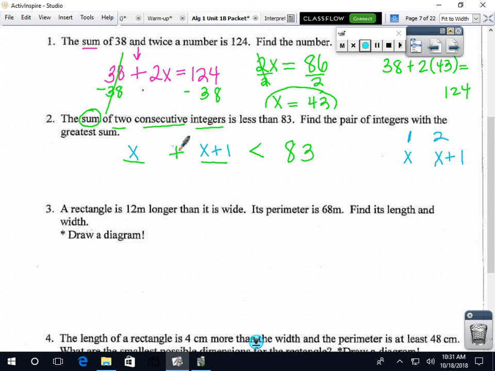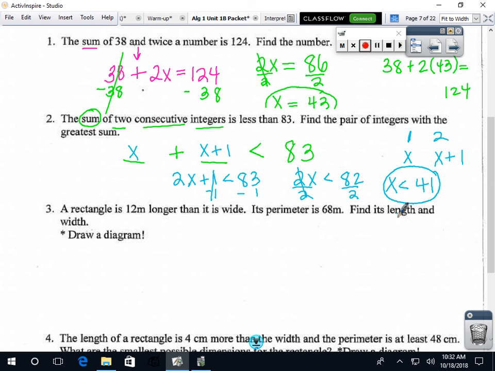But now I need to combine these like terms. x plus x is 2x plus 1 is less than 83. Okay, that's the hardest part, what I just did. Now I just need to solve for x. So what do I do first? Minus the 1 to get it away from the x. And then 2x is now less than 82. And now I just divide by 2 on both sides to get it away from the x, and x is less than 41.